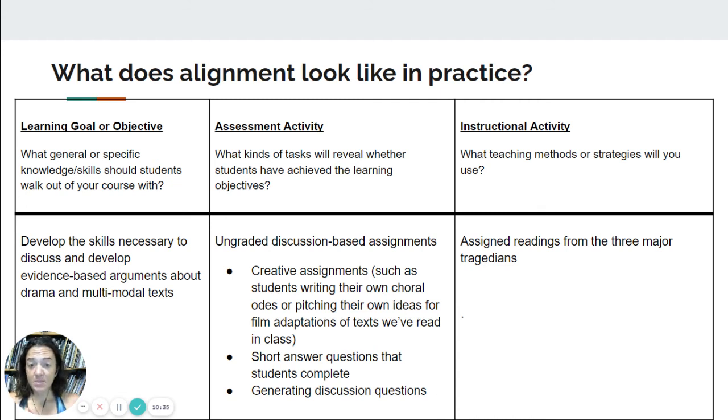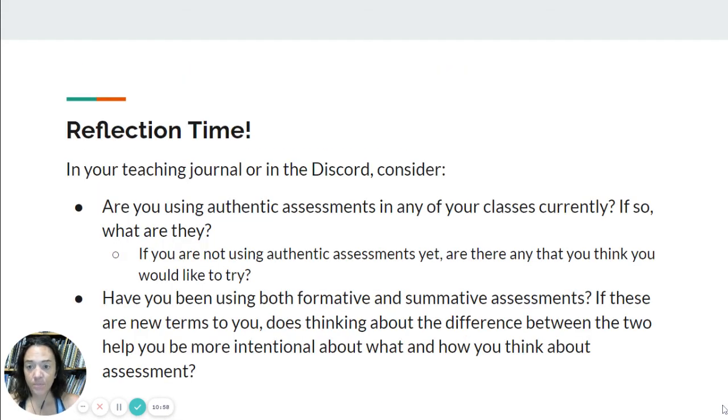Ungraded discussion-based assignments, creative assignments, short answer questions that students complete, and having them generate discussion questions. So these were things that I wanted to largely be ungraded. So I want them to do it, but it's less about the quality and more about the process there. And then we'll talk about instructional activity, what gets us there. That'll be for next week.